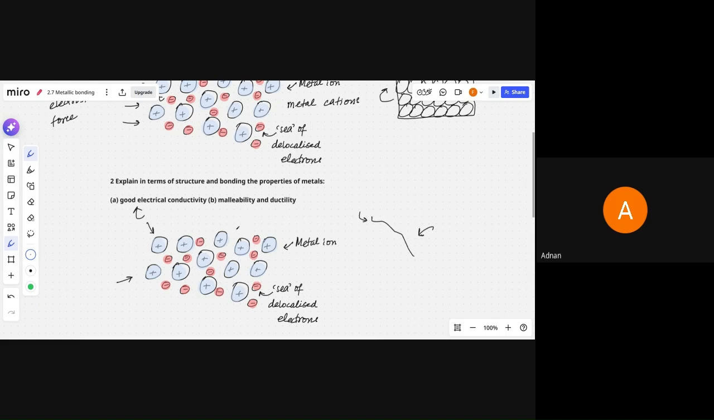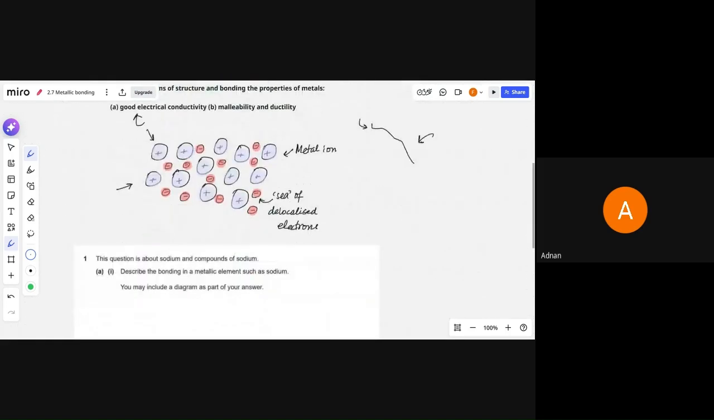And they also have very high melting and boiling points, because these electrostatic forces of attraction are very strong between the positive metal cations and the sea of delocalized electrons that carry a negative charge. So a large amount of energy is required to break them. I hope I've explained it enough and you understand this.